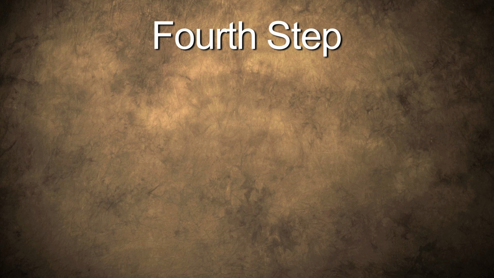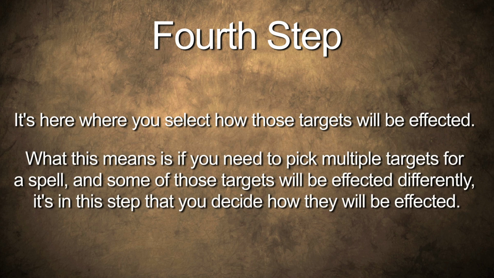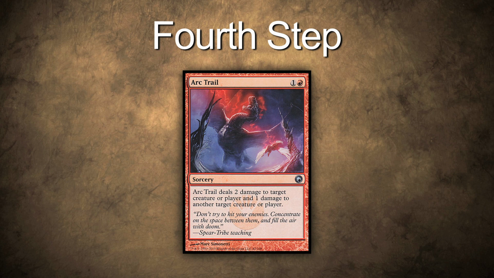The fourth step tends to get lumped together with the third, and for good reason. It's here that we select how those targets will be affected. What I mean by this is, if you need to pick multiple targets for a spell, and some of those targets will be affected differently, it's in this step that we decide how they'll be affected. Like, take for example Arc Trail, where one of the previously chosen targets will be taking 1 damage, and another will be taking 2.